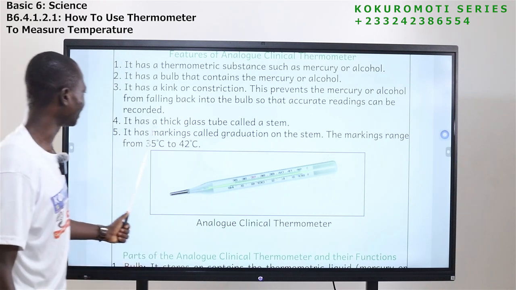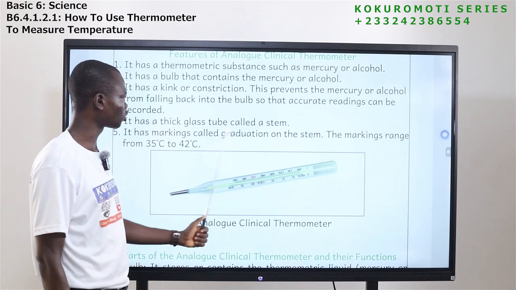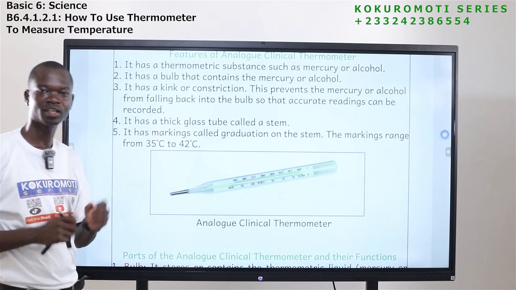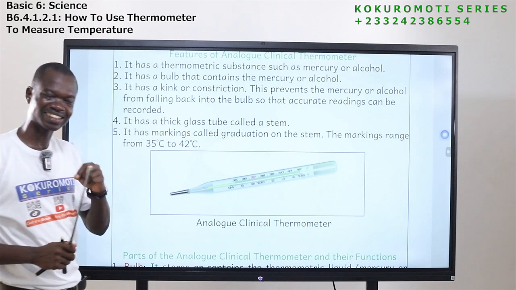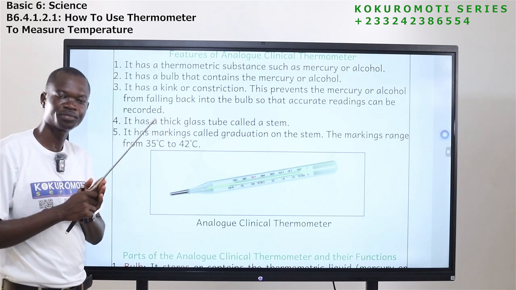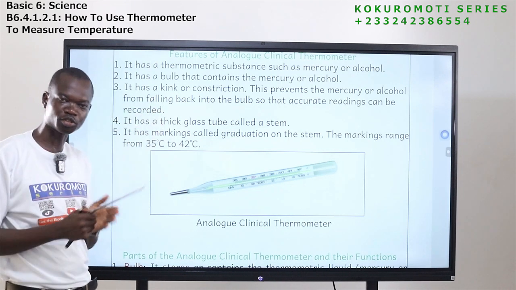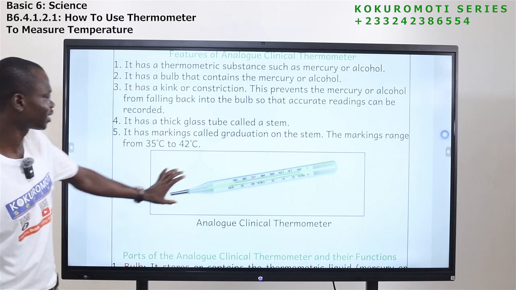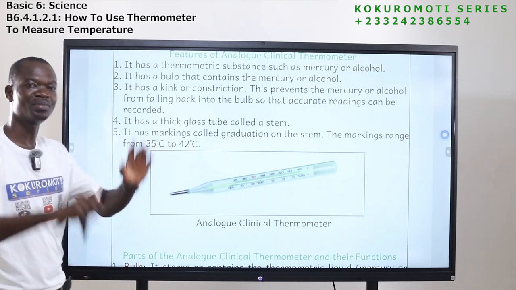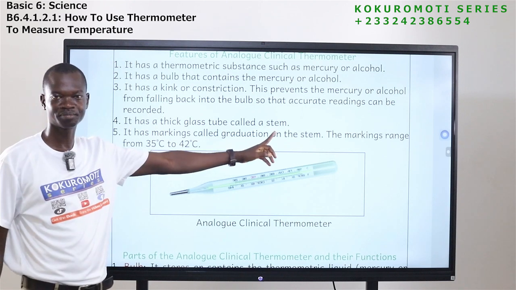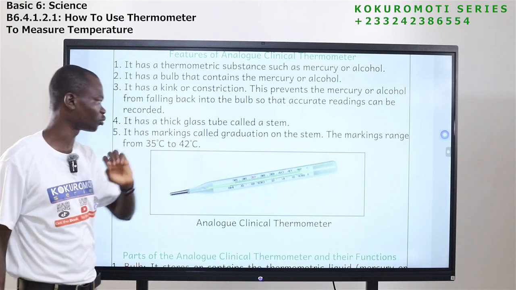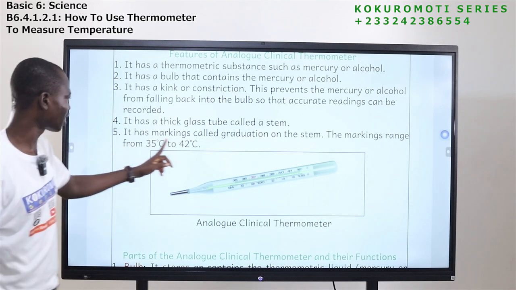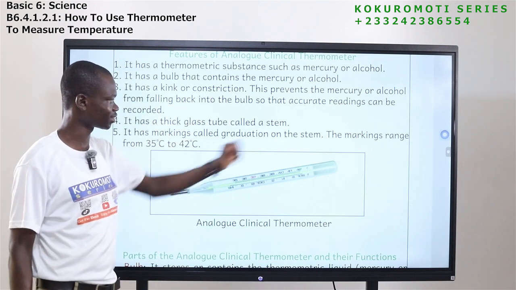Four, it has a thick glass tube called a stem. You see how a pen looks like. The pen, where the ink is in the tube. That tube too is in a bigger tube. So here, in the case of the thermometer, the bigger tube is what we call the stem. The bigger tube is what we call what? The stem.